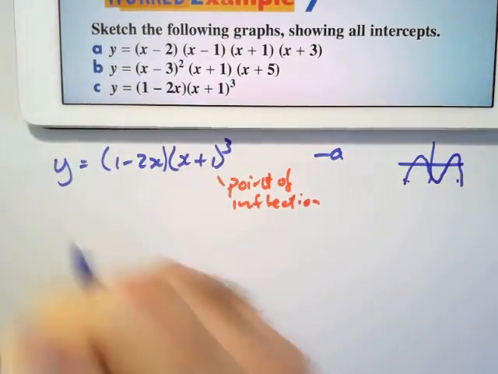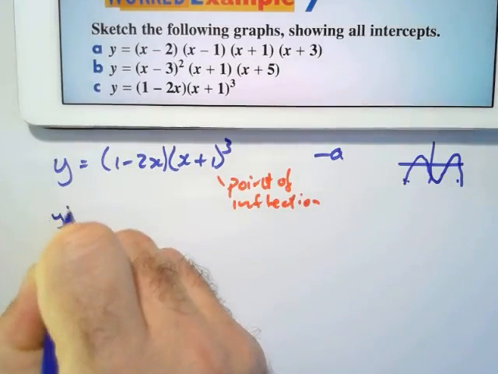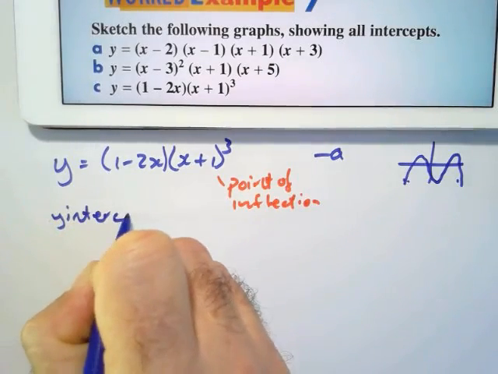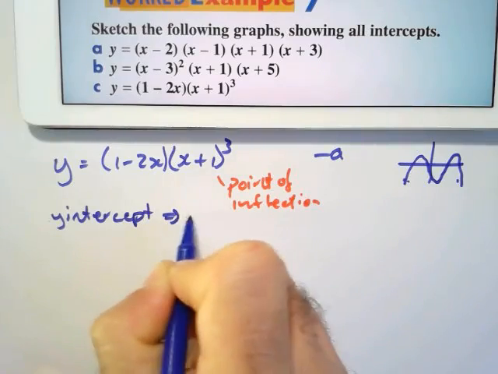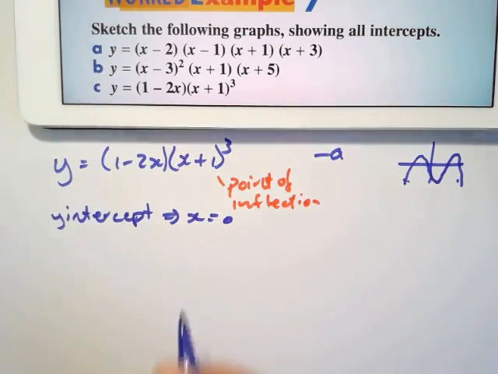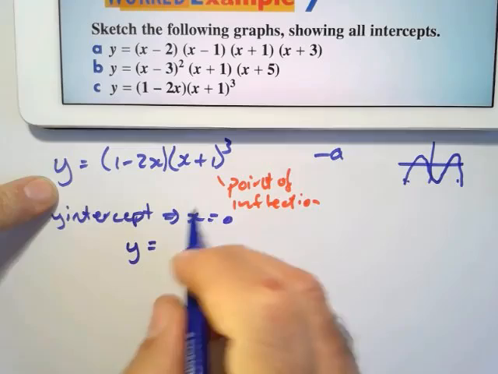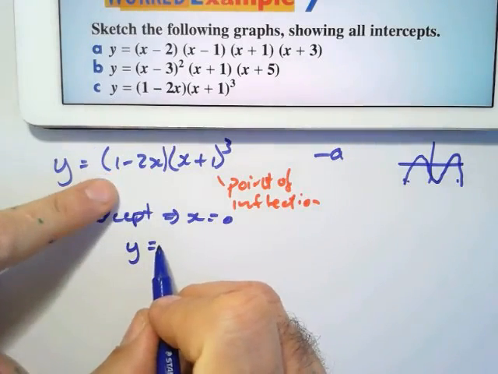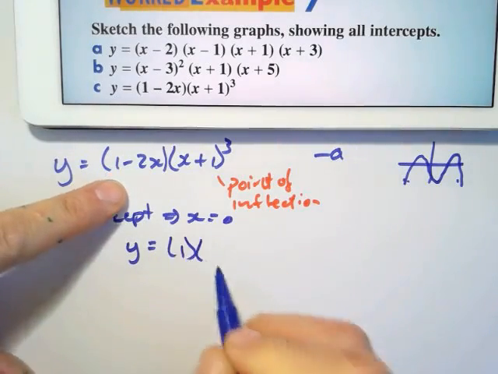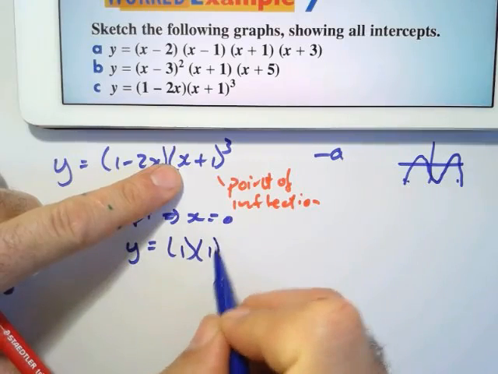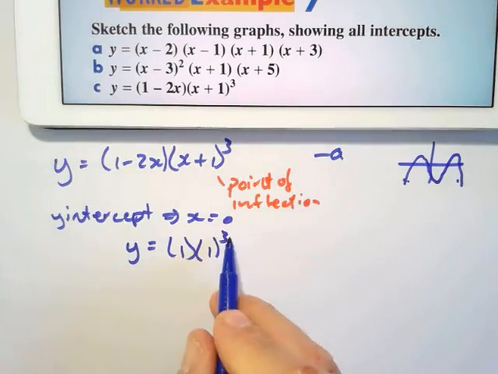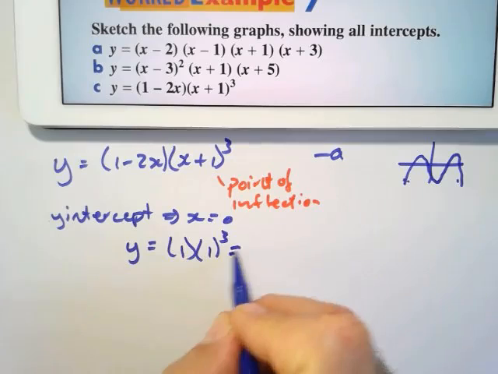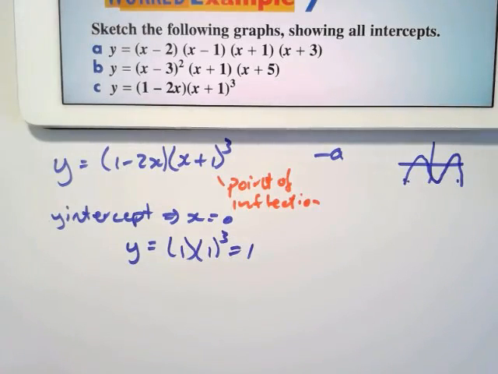Okay, so y-intercept. The y-intercept is where x equals 0. So when x equals 0, y equals 1 times 1 cubed. So 1 cubed is 1 times 1 is 1. So my y-intercept is 1.